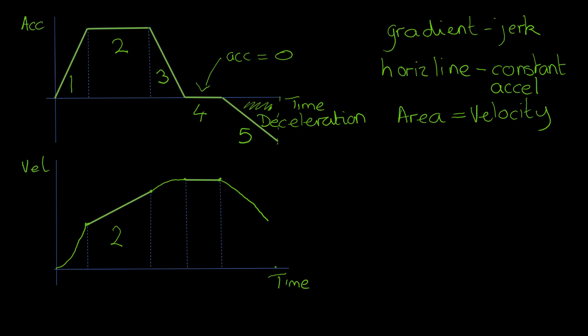Then in section 4, we've got no acceleration. So what you can see here is that the velocity is remaining the same. So we've now got a horizontal line there. And then as it decelerates again, it's a curve again rather than a straight line.